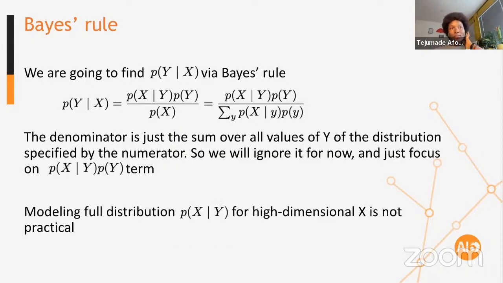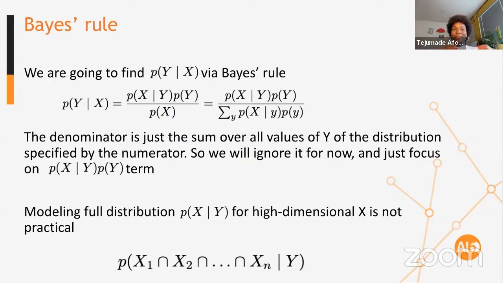Modeling the full distribution for high-dimensional X is not practical. Does anyone know why? Some intuition why this may be difficult as you have high dimension? If you want to model the full distribution, the probability of X given Y for high-dimensional X, think about machine learning now, your features X1, X2, X3, X100, X1000, X100,000. Some features are as high as that. So it becomes very impractical to do so, because the number of possibilities is just enormous.